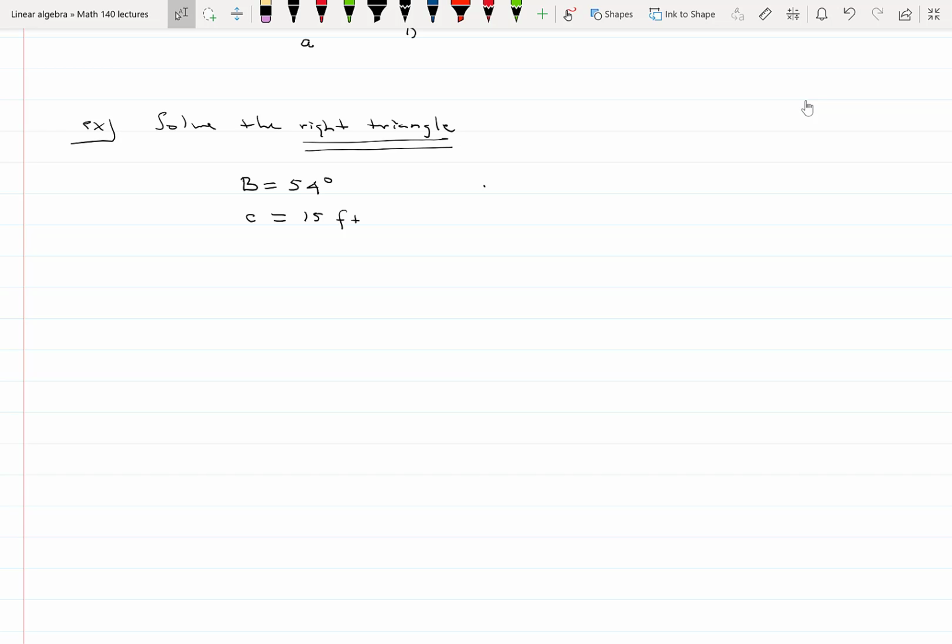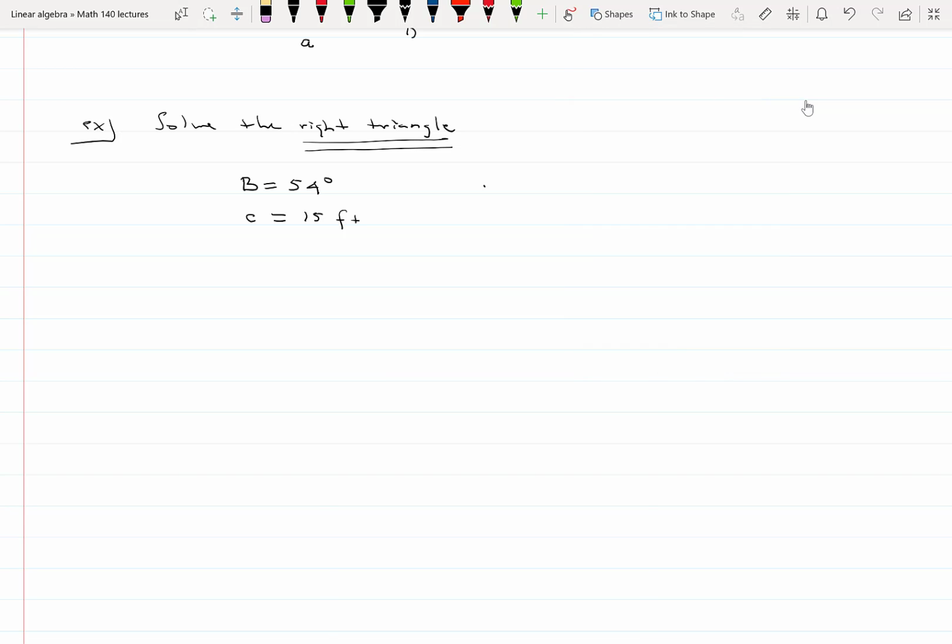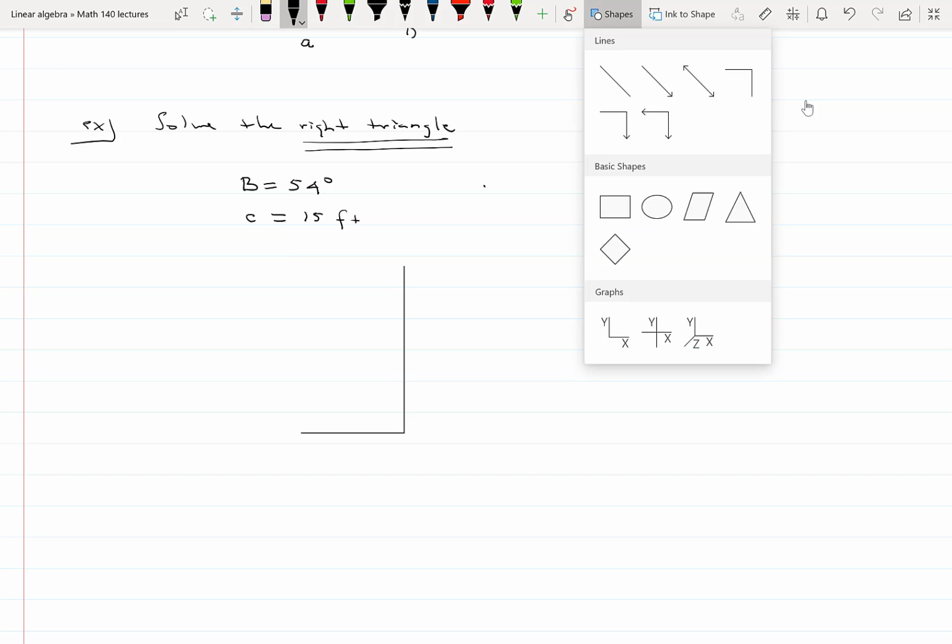So I don't draw a triangle when I state the problem. I didn't draw a triangle when I stated the problem. There's no need. We make the assumption that if we have information given this way, that, let me draw my triangle.